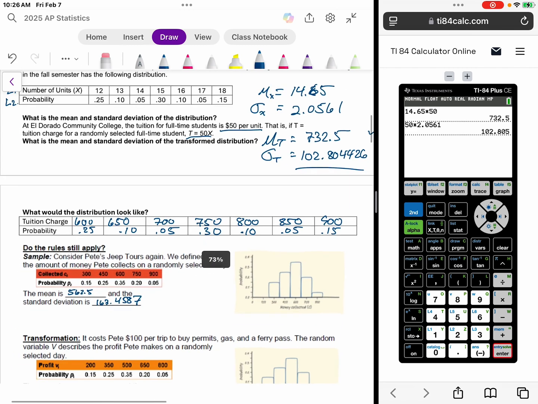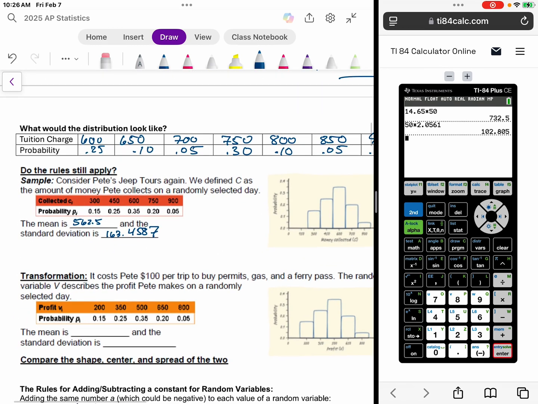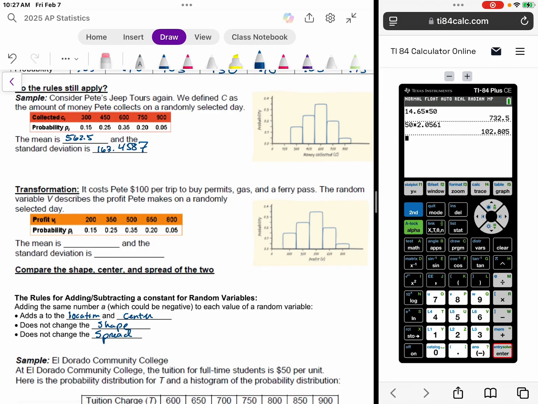163.4587. So again, we can go back in, put Pete's stuff in there. We'll find out that, yes, it's still applied with the multiplication aspect. Now what they asked us to do is, if Pete's cost is $100 per trip to buy permits, gas, and a ferry pass, the random variable V represents the profit.